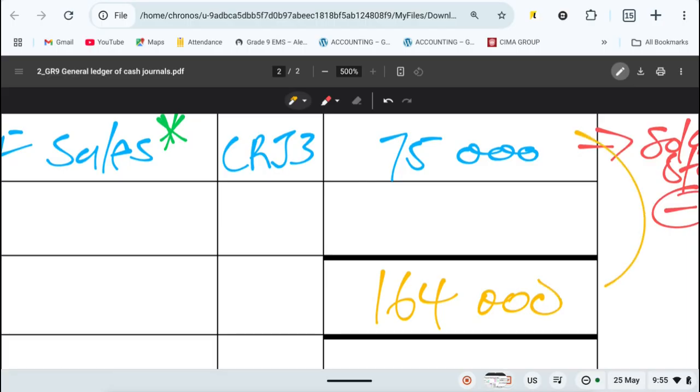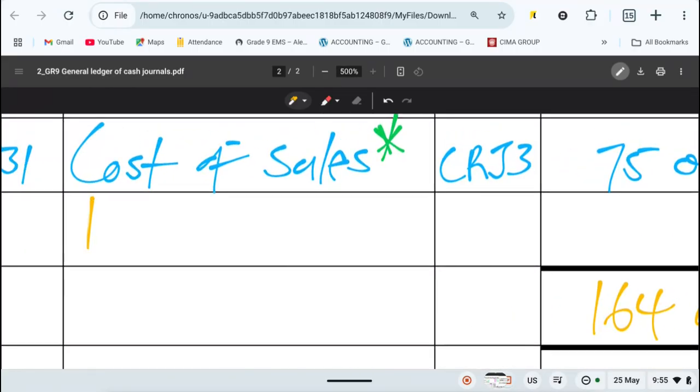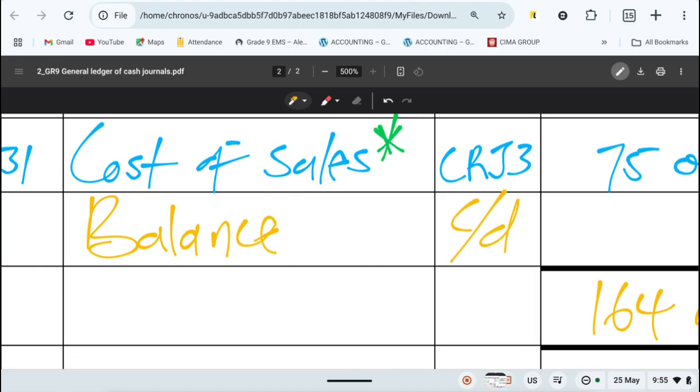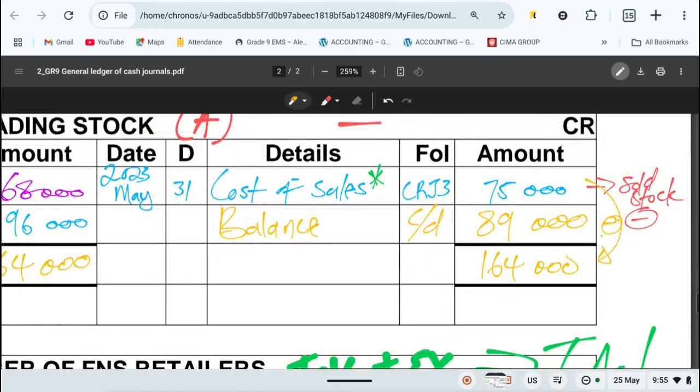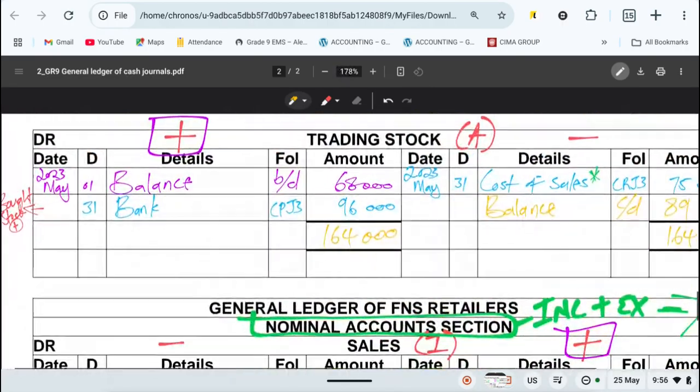And then you find the difference between the 75,000 and 164,000. So the difference is going to be called what? Your balance at the end of the month, called the balance carried down. So this is how much stock you have left after selling. So it's 164,000 minus 75,000. So you are left with 89,000. That's how much you have in the trading stock account.